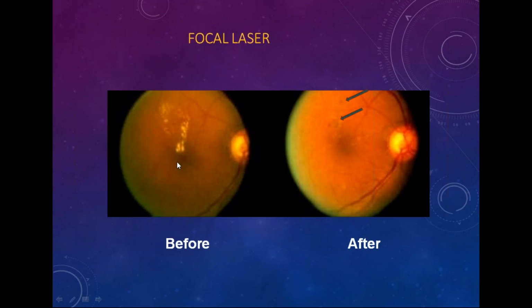This is a picture of diabetic macular edema, only macular edema. So you have to give focal laser or grid laser. You can see the regression of the edema following focal laser or grid laser.